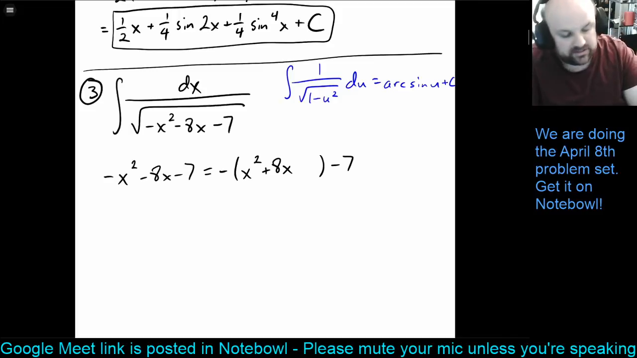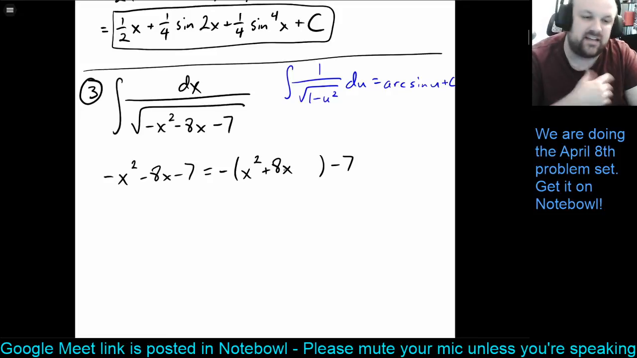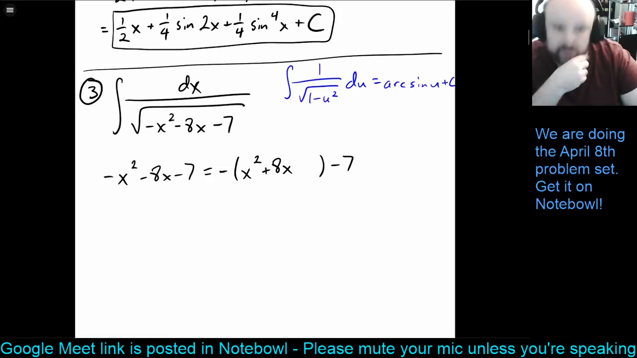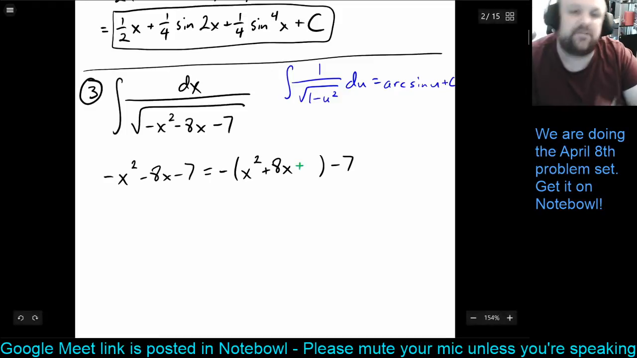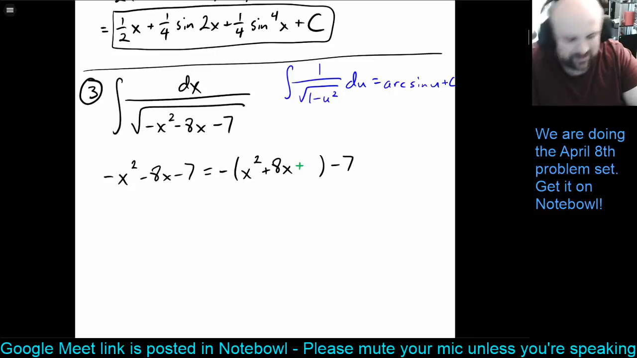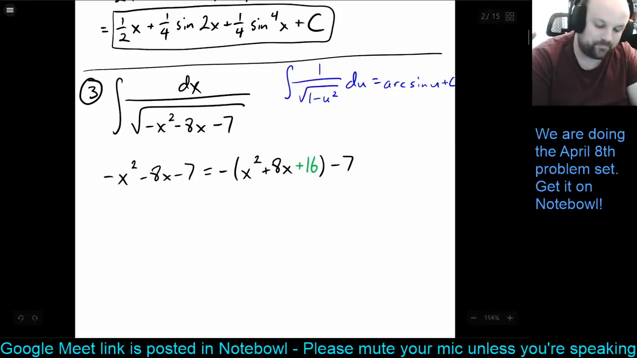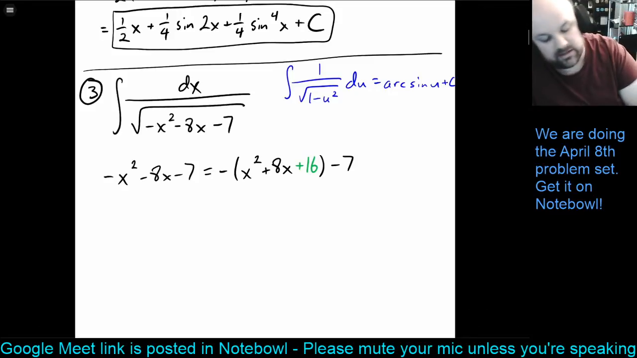And what I want to do is add a number inside of here so that I can factor this as x plus something squared. The way you get that number is you take this 8 and you divide it by 2 and then square it. So divide it by 2 is 4, square that is 16. Okay. So since we added 16 in here, we also have to subtract 16.